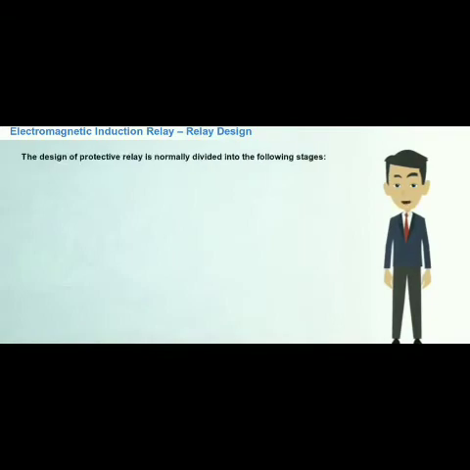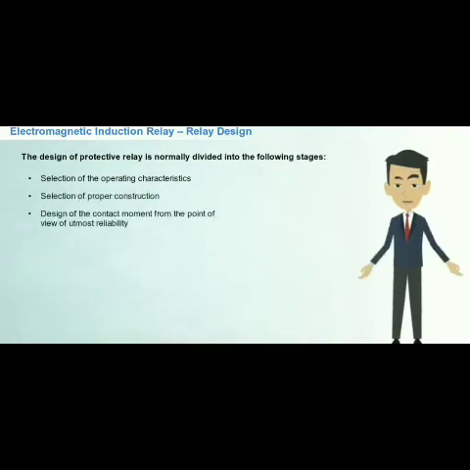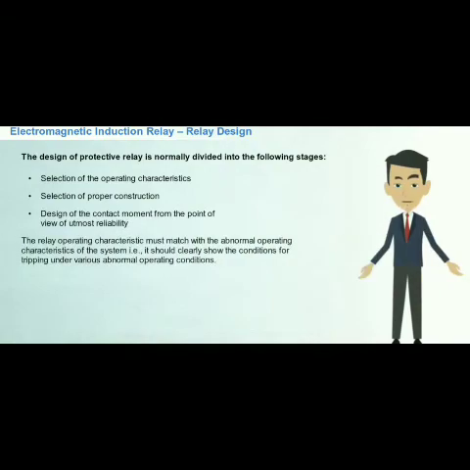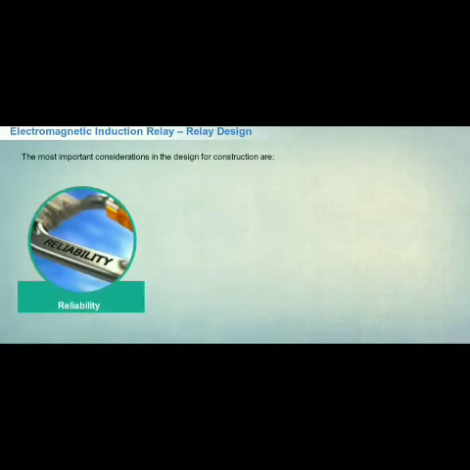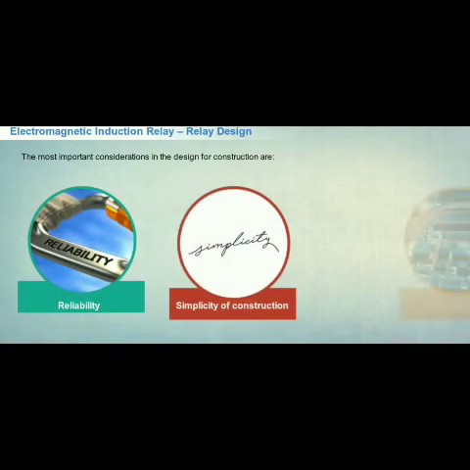The design of a protective relay is normally divided into the following stages: selection of the operating characteristics, selection of proper construction, and design of the contact movement from the point of view of utmost reliability. The relay operating characteristic must match with the abnormal operating characteristics of the system. That is, it should clearly show the conditions for tripping under various abnormal operating conditions. The most important considerations in the design for construction are reliability, simplicity of construction, and circuitry.